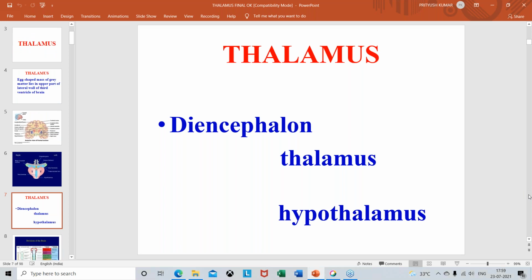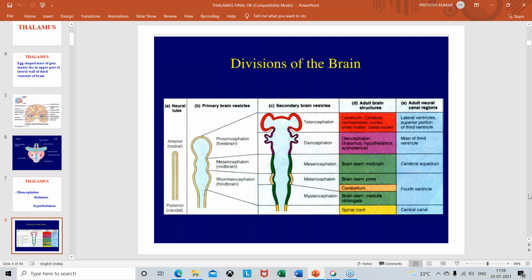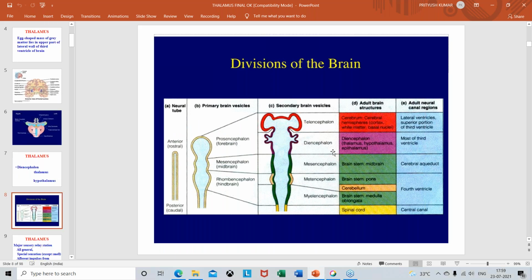So the thalamus is a diencephalic structure. Developmentally, the diencephalon forms the thalamus and the hypothalamus. Here you can see the diencephalon. This is going to form the thalamus, hypothalamus, and epithalamus. And the telencephalon is going to form the basal ganglia. So we have discussed this today.